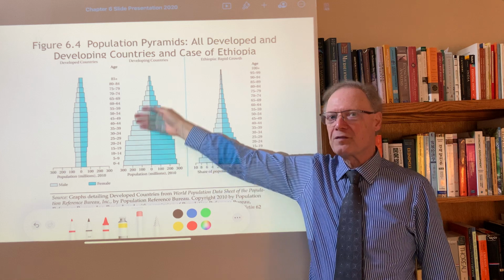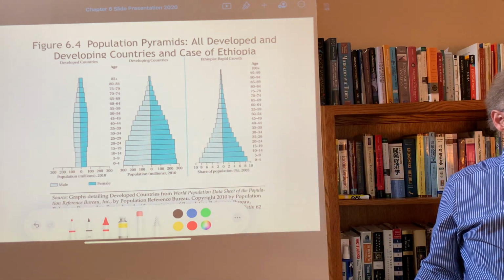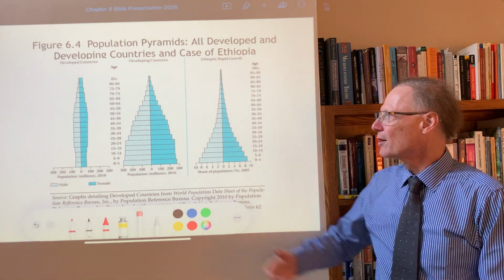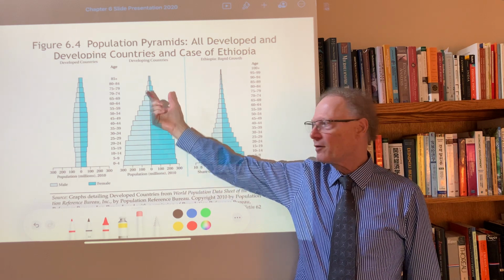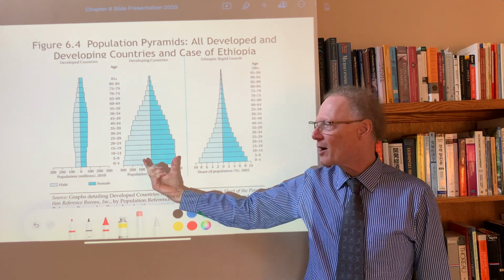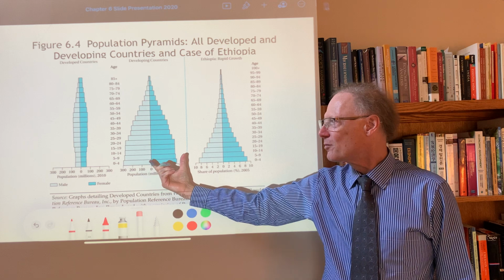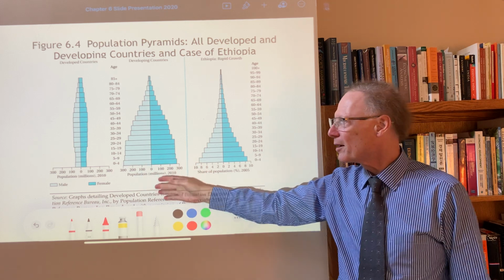And then you get to a significantly greater tapering later on, which reflects the fact that this is a period before the tapering, the reduction of fertility, of births per woman, got really underway.